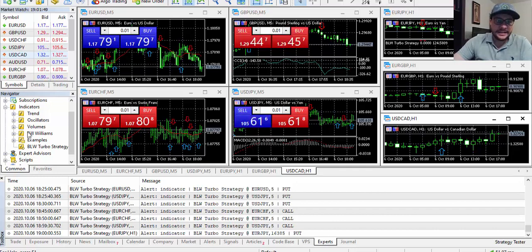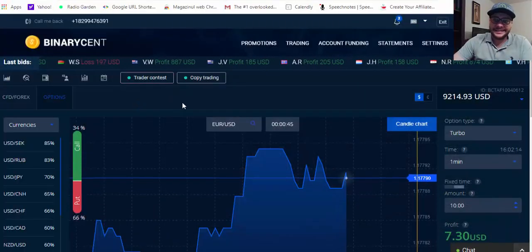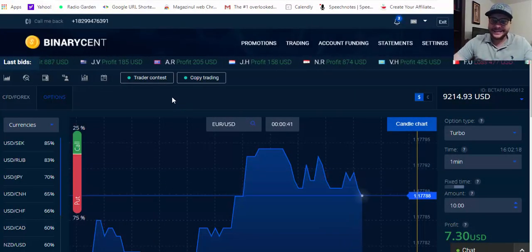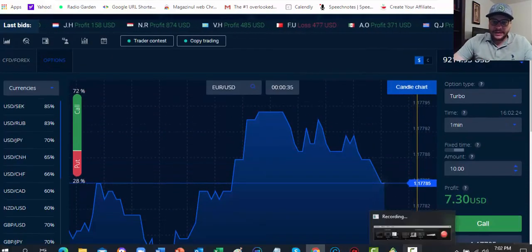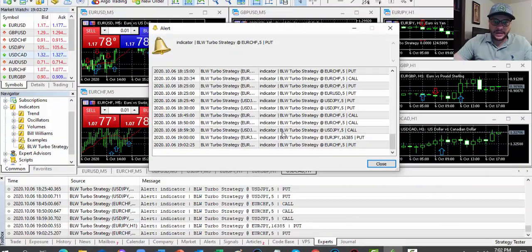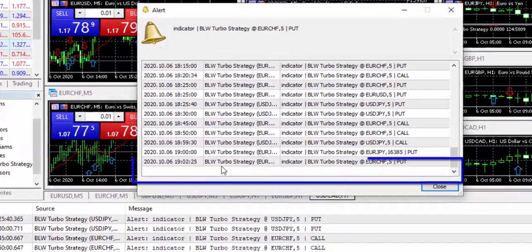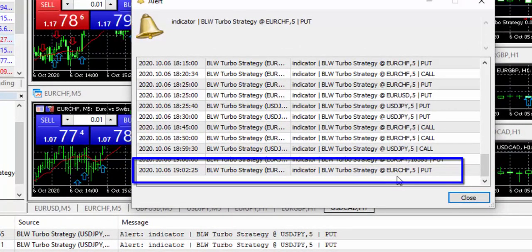As you can see here, on my left-hand side I have the BLW Turbo Strategy, and I will wait for a signal to come from it. As you can see, I have one now on Euro Japanese Yen, it just arrived. It is a put on Euro Japanese Yen, and I will place this signal into my Binary Cent broker account. Let's have a look again, and we have another one. Let's take this one because it's fresh new. It is on Euro Swiss franc. It's a put.